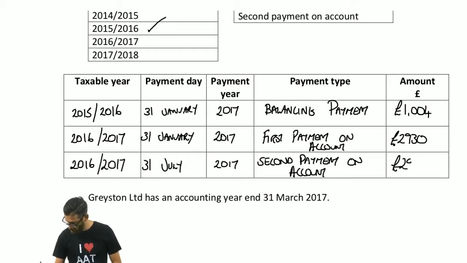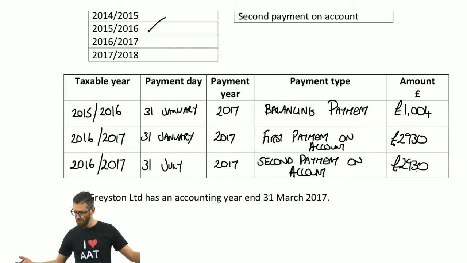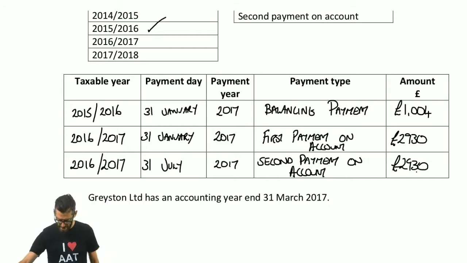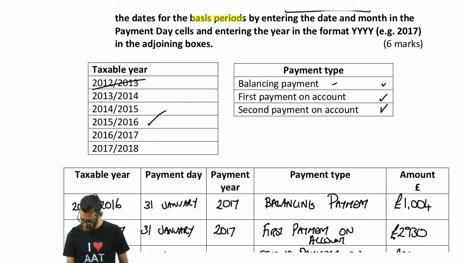Of 2930. There we have it. Wonderful, full marks. We've utilised all of these, but we didn't need any of this stuff. It was pure red herring.